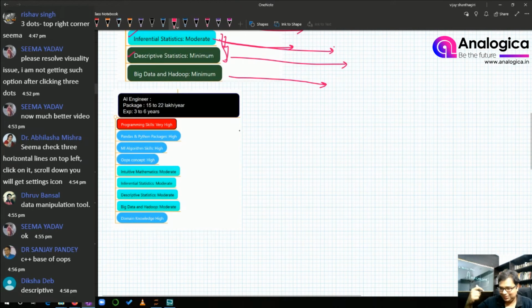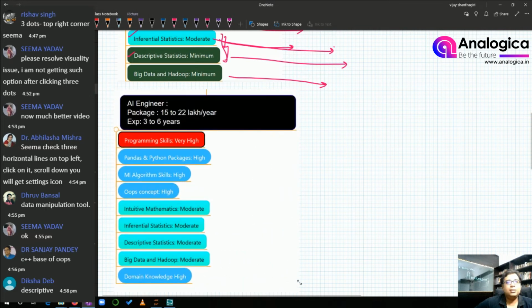Now, AI engineering. What is an AI engineer? Let me increase the visibility. Hope it's clear now. Right, AI engineer. It's a little different. AI engineering is a little different. When you're trying to build a system wherein you are trying to achieve human-like intelligence. Where is this human-like intelligence?